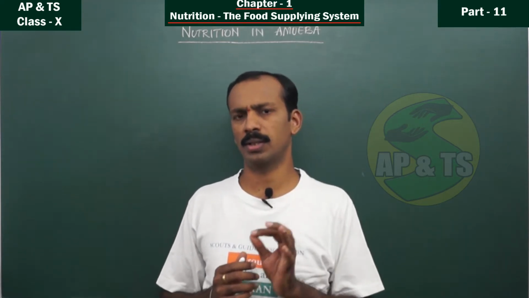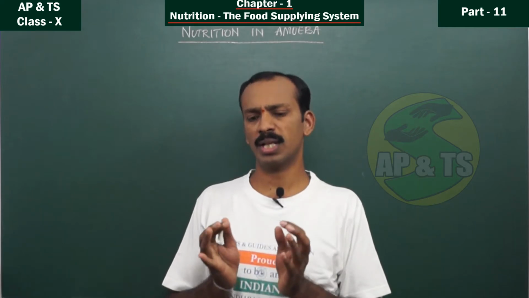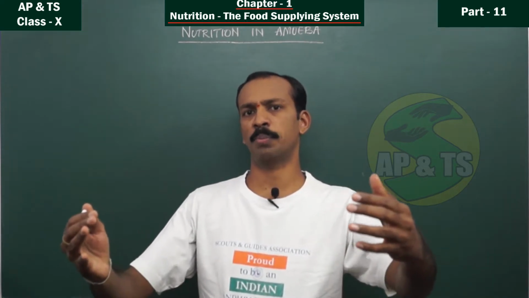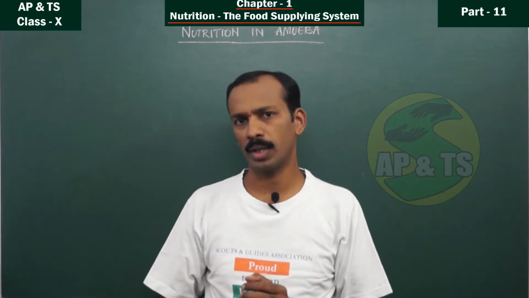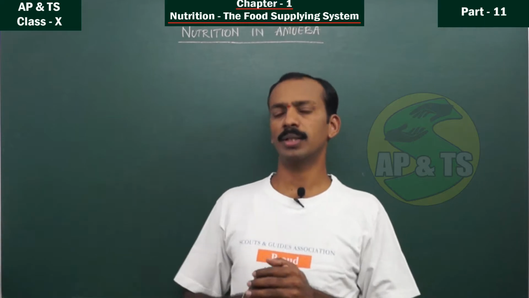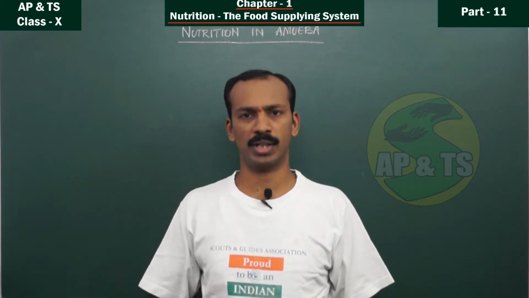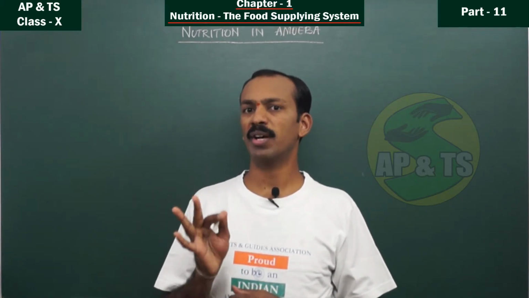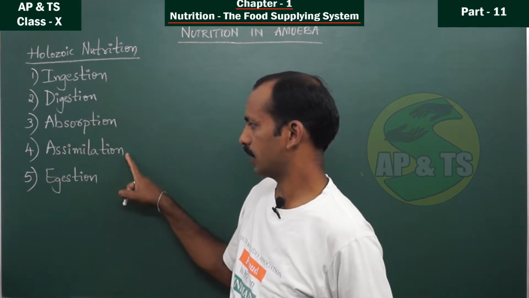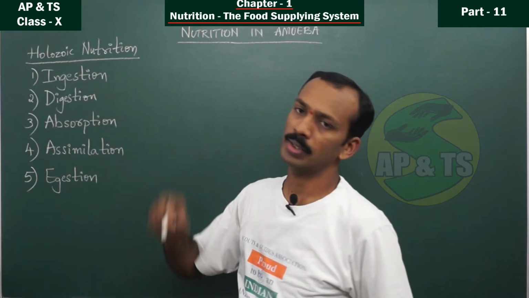Pseudo means false. Podia means legs or feet. Okay? False feet. The feet that help in capturing the food. Okay? So these feet are moving towards the prey or the food and captures it, engulfs it. How it engulfs, that we will see with the help of a diagram now. Okay? So what type of nutrition is seen in amoeba? It is Holozoic nutrition. So in Holozoic nutrition there are 5 steps. So here ingestion, digestion, absorption, assimilation and egestion. These 5 steps will be there in Holozoic nutrition.